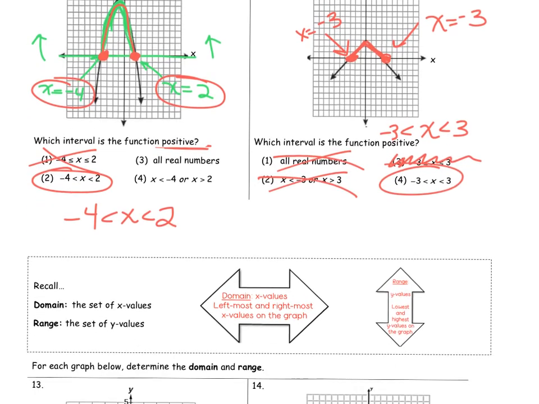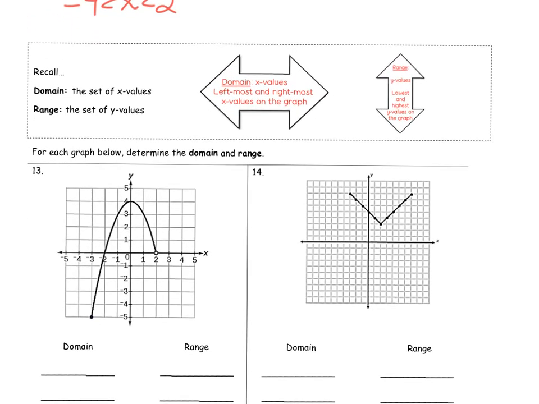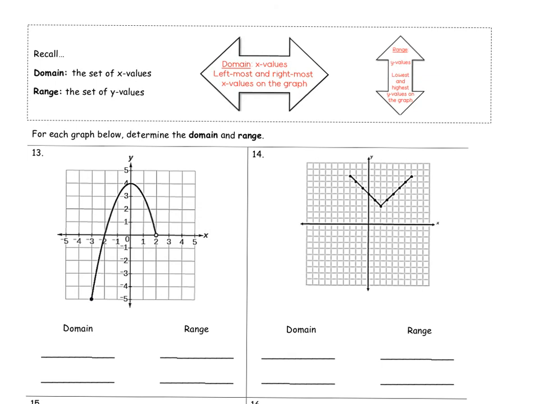This is our last set of questions. We just got to recall what domain and range are. So if we remember, domain talks about the x values, and range talks about our y values. So another way to look at it is the domain are the x values. It's the leftmost and rightmost x values on the graph. And then for range, which again we said were the y values, those are the lowest and highest y values on the graph. So let's take a look at example 13 here.